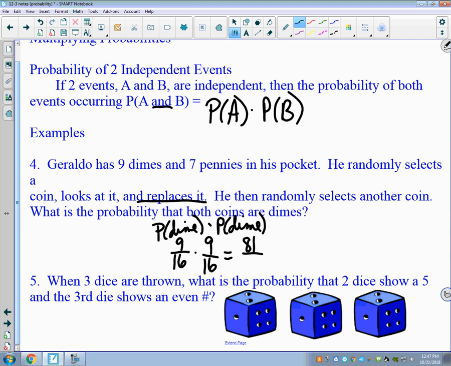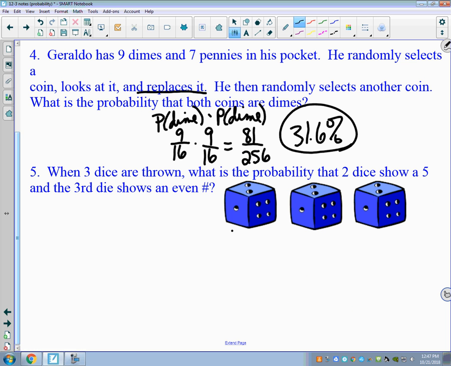So if he has 9 dimes, there are 9 dimes out of 9 plus 7 is 16. But then he replaces it, and there's still 9 dimes, right? So 9, what is that? 81 over 256? Yes. Which doesn't reduce. You can leave that as your answer. Sometimes I think changing it to a percent, 31.6%, kind of gives you a better idea. That's independent, okay? Here's another example of an independent event.